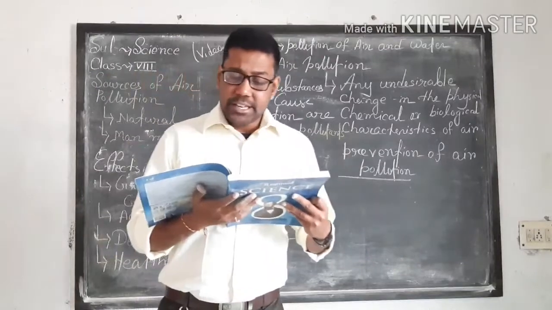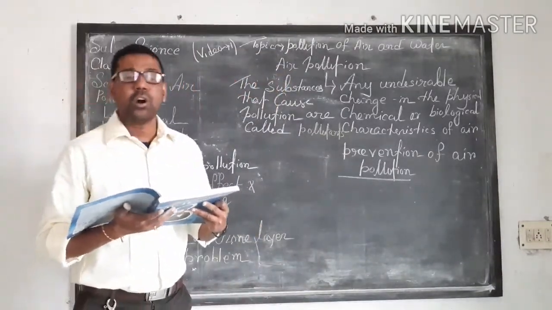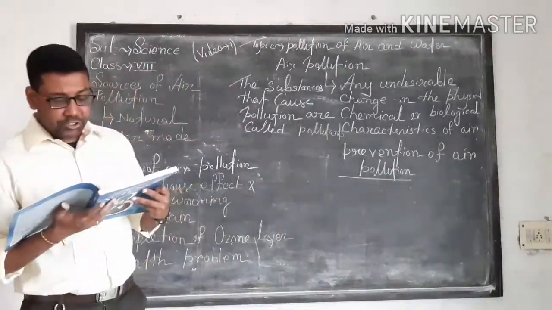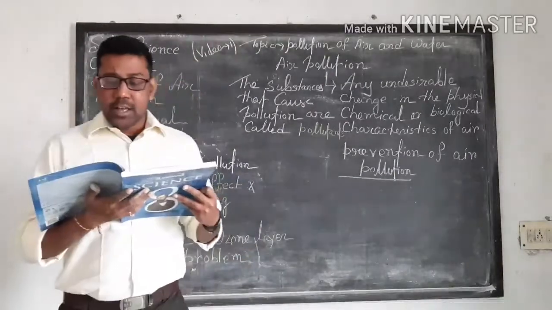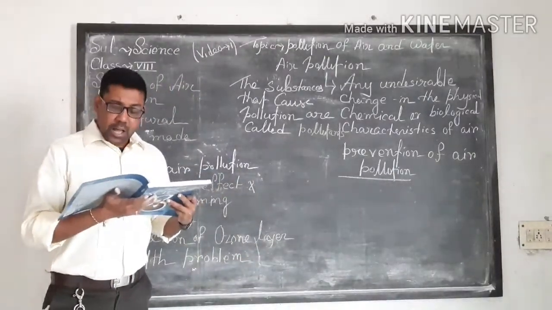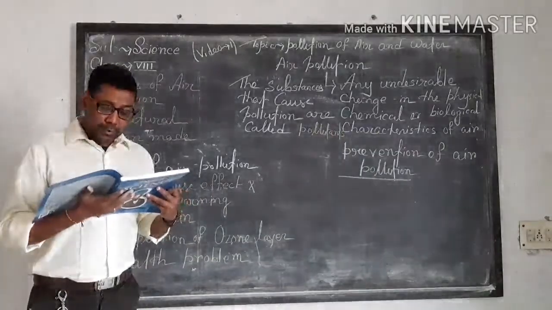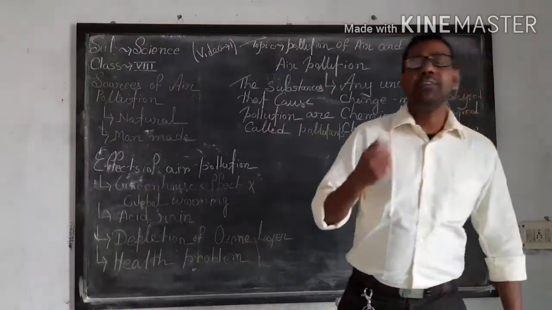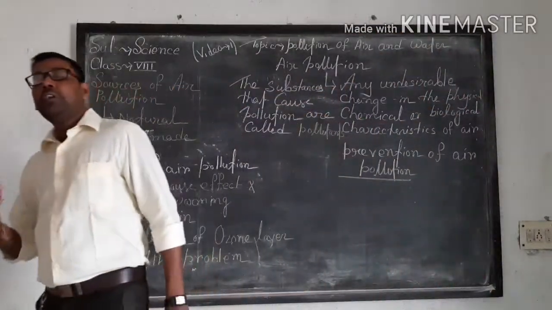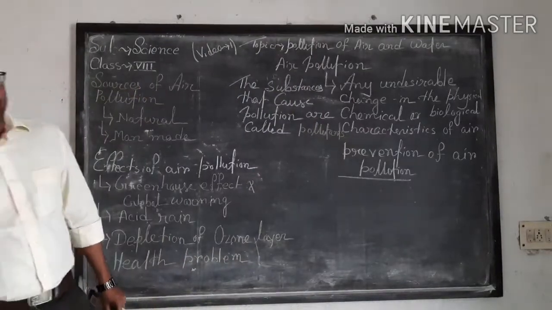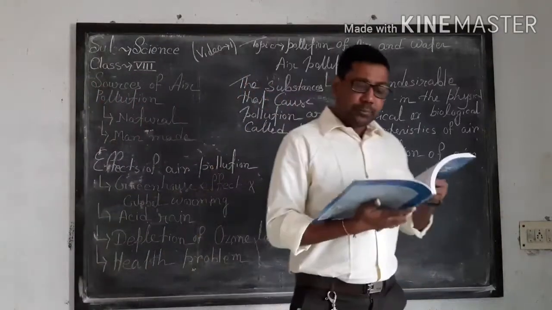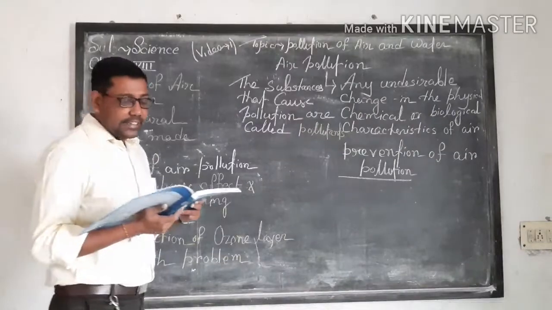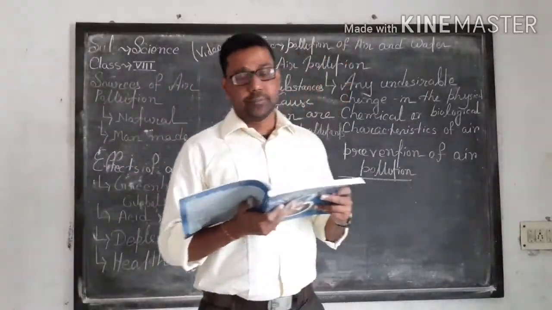The average increase in the earth's temperature is called global warming, and the main causes of global warming are deforestation, burning of fossil fuels, biological degradation of organic matter to release methane gas, etc. So what are the main reasons for global warming? First is deforestation, second is burning of fossil fuels, and third is biological degradation of organic matter.